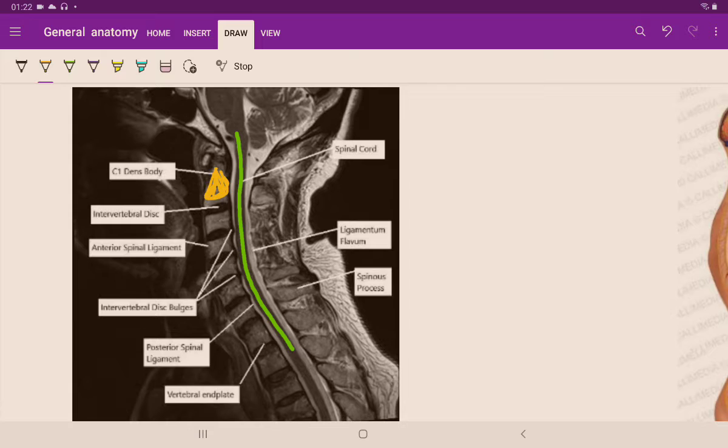Like every vertebra has a body, but this first vertebra gave its body to the second one, and the second vertebra has a part called dens. That we'll learn in detail when we are doing head and neck.